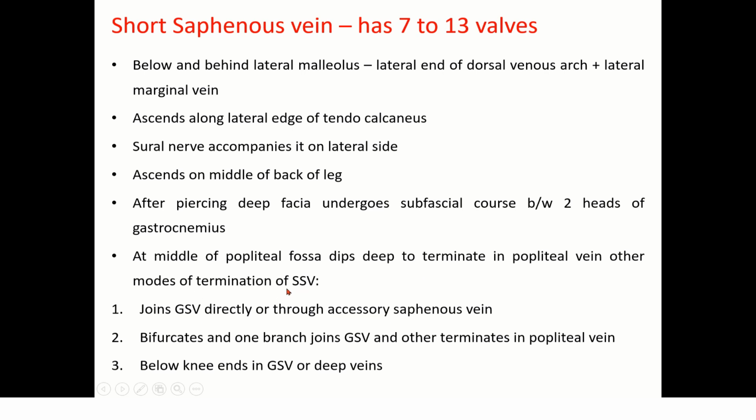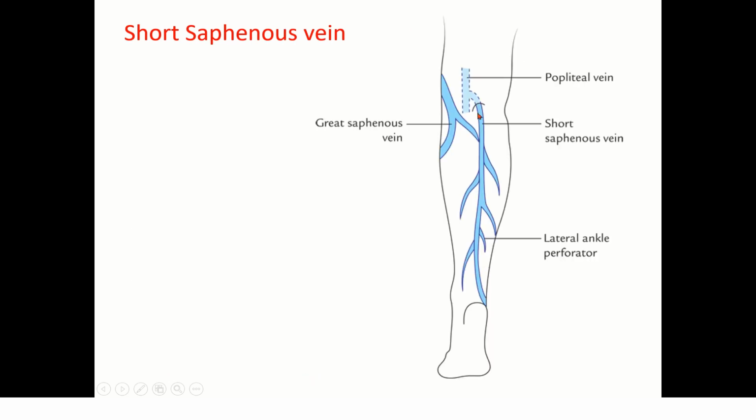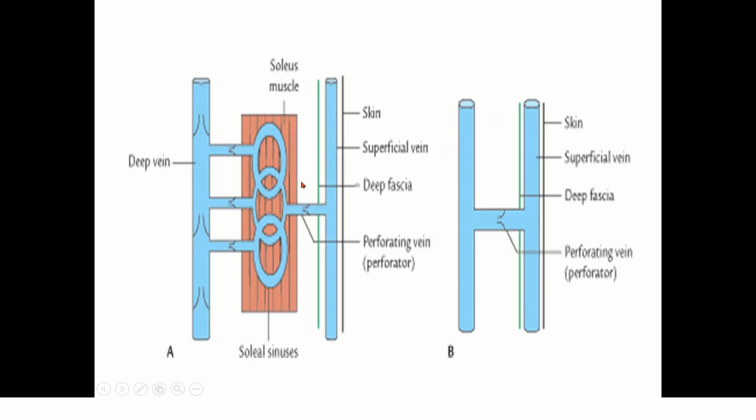Other modes of termination of the short saphenous vein are: it joins the great saphenous vein directly or through an accessory saphenous vein, or it bifurcates, in which one branch joins the great saphenous vein and the other terminates in the popliteal vein, or below the knee itself it ends in the great saphenous vein or deep veins. You can see this is a short saphenous vein terminating in the popliteal vein. The posterior femoral cutaneous nerve accompanies the short saphenous vein before becoming superficial.